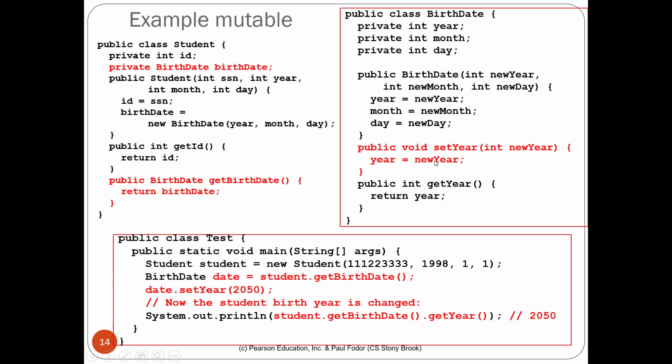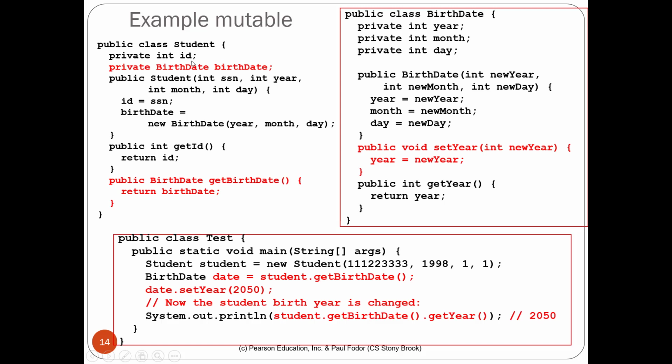If you want to change the year of the birth of the student, you can do that. The setter should be a public member, and you have no return type. Setters don't have return types usually. Public void setYear. So whatever you provide, the year field of the birth date would be changed to the value that you provide. Then you have a getYear method.